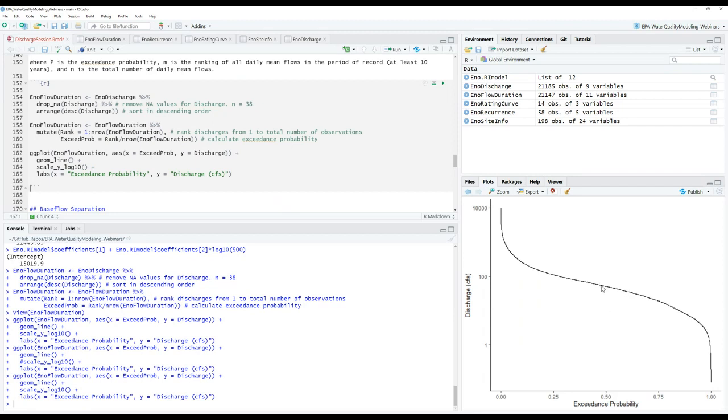So just interpreting our flow exceedance graph here, there's about a 50% probability that on any given day, our discharge will either be above or below 100 cubic feet per second. This is likely to be different based on whatever stream you're looking at, but for the Eno, we're sitting around about 100 cubic feet per second as our 50% exceedance probability. Below that, our probability gets much higher.